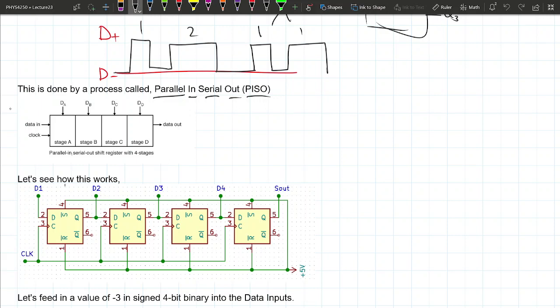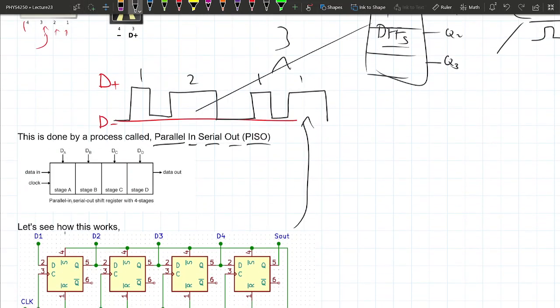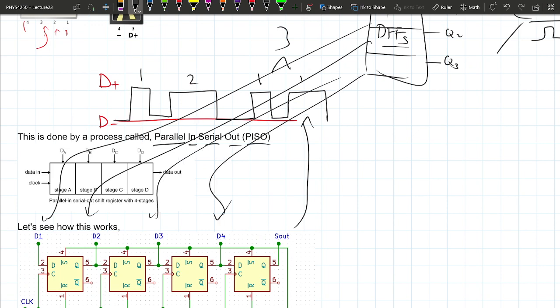The output of D flip-flop 1 is connected to the input of flip-flop 2, and so on and so on, until you get to the last one. The last one is known as the serial output. This is where this pulse comes from, and these D's are coming from the memory banks in parallel to each other.